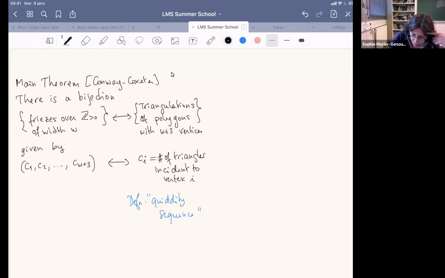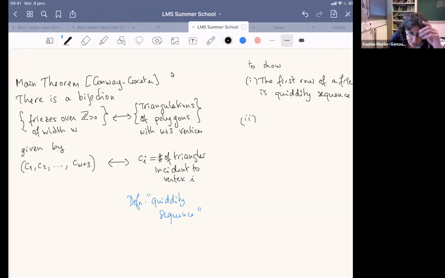Of course, the proof will be in two steps. We want to show that the first row of a frieze is a quiddity sequence. And we need to do the other direction: we need to show that a quiddity sequence defines the first row of a frieze.